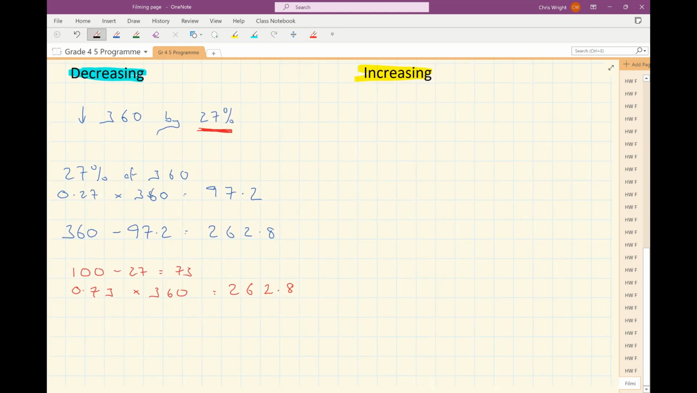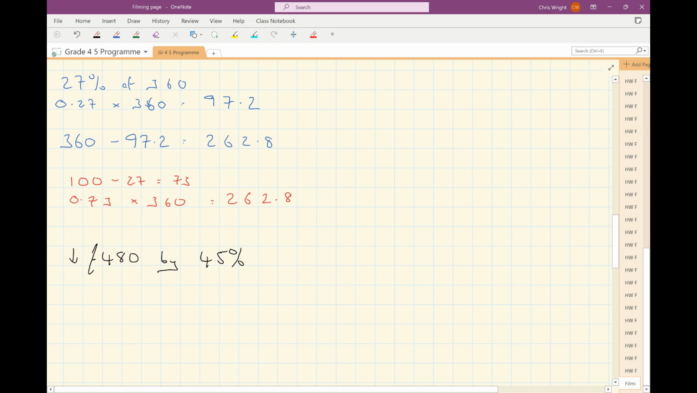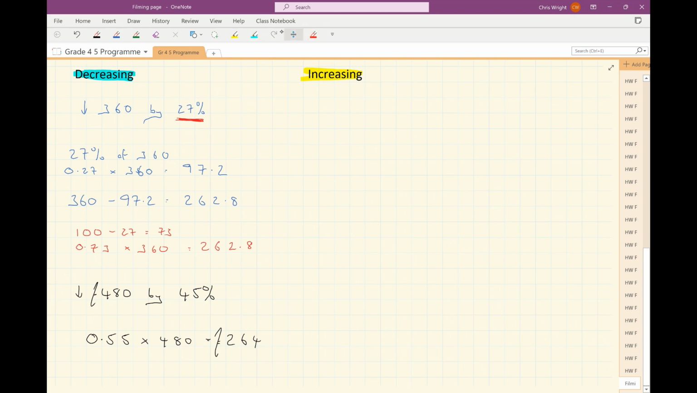Let's imagine that we were going to decrease £480 by 45%. Now, instead of working out 45% of 480 and then subtracting that away, ask yourself, what percentage of the 480 will be left? Well, if you're going to knock off 45% of something, then you would have 55% of it left. So all I really have to do is to find 55% of 480. So 0.55 times 480. And that will give me the answer straight away. And the answer there is £264.